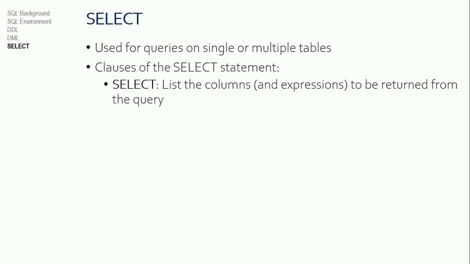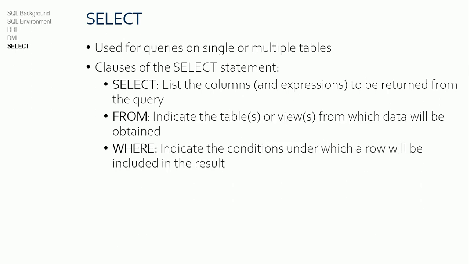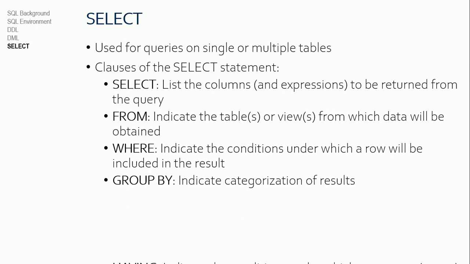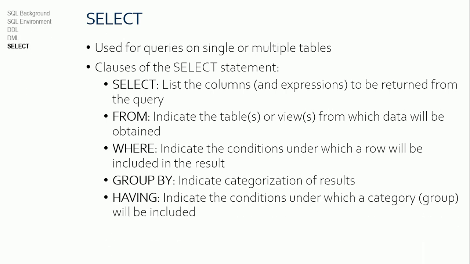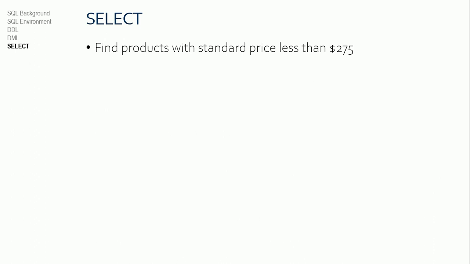But basically with select, we list all of the columns that we want to select from a specific table where there's some kind of condition that's going to be met, and then we can group those if we're doing aggregation or categorization, which I'll explain in a minute. And having is a where clause when we're using aggregation, which again, I'm going to show you here in just a minute. And finally, we can order the results so they're displayed in a certain way.